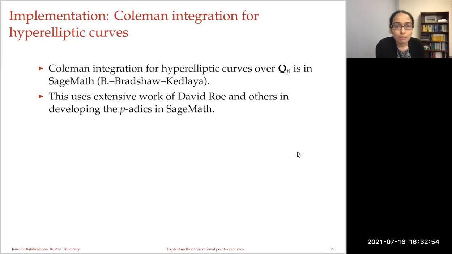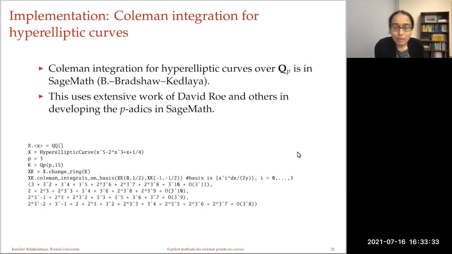All right, so just some notes. This has been implemented for hyperelliptic curves over Q_p and is available in SageMath. But I should mention that this would not have been at all possible without the work of David Roe and others in developing the p-adics in SageMath. David spent countless hours writing the p-adics and rewriting the p-adics. So there was a lot of work that went on behind the scenes to even make it possible for us to compute Coleman integrals just over Q_p. And of course, one could hope to do this over extensions of Q_p as well.